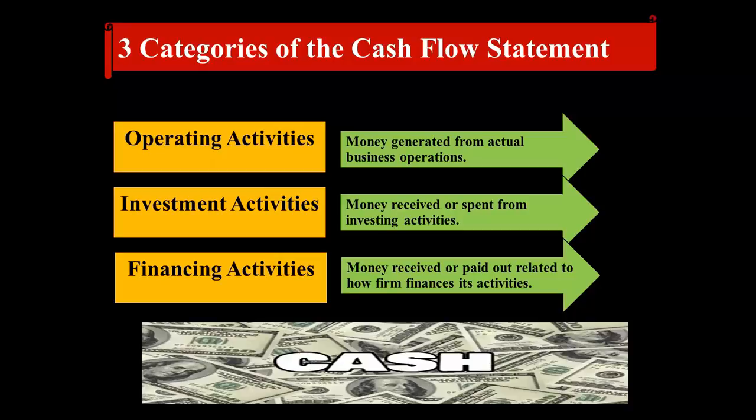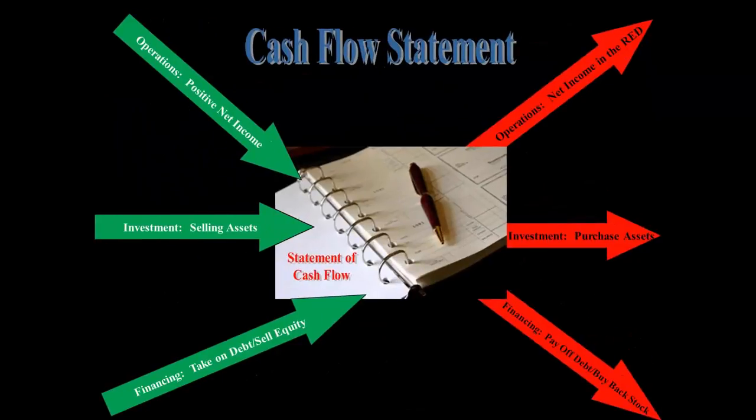So operating activities would include cash or money generated from the actual business operations. Investment activities would be money received or spent from investing activities, and financing activities would be money received or paid out related to how a firm finances its activities. So let's look at a cash flow statement.